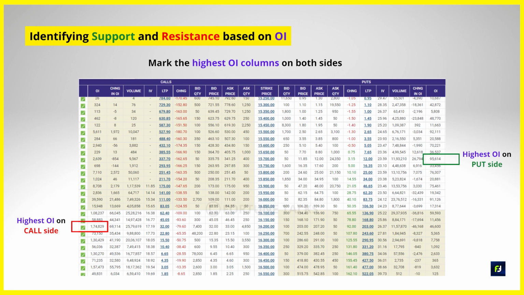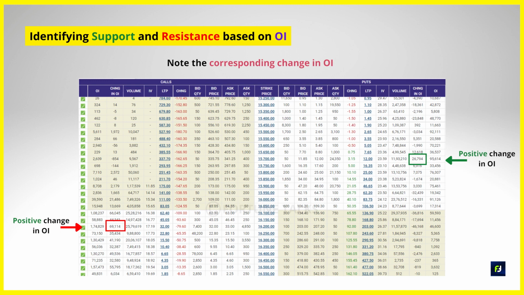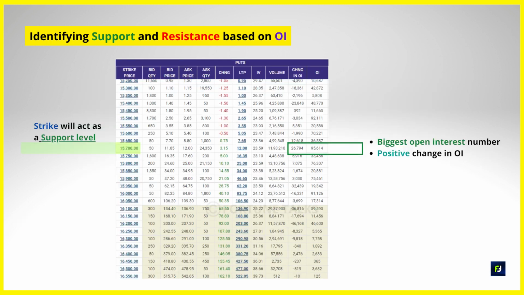In the option chain, you have to find the column on both sides which has the highest open interest. That is, on the call side and the put side, you have to find the column with the highest open interest. Then you have to note the corresponding change in open interest also. Now, on the put side, the strike which has the highest open interest number and also a positive change in open interest can act as a support level.